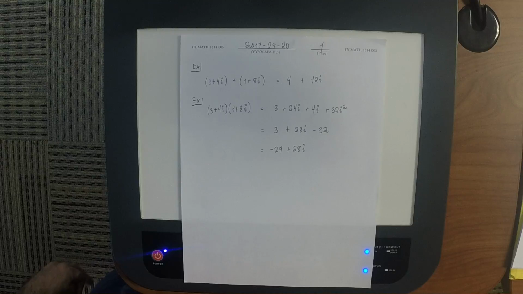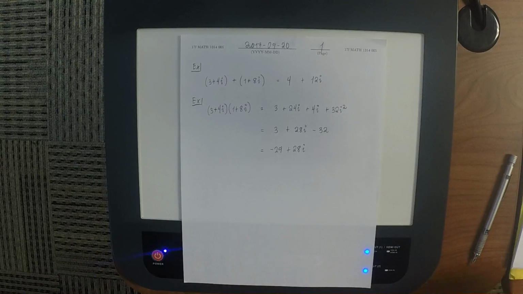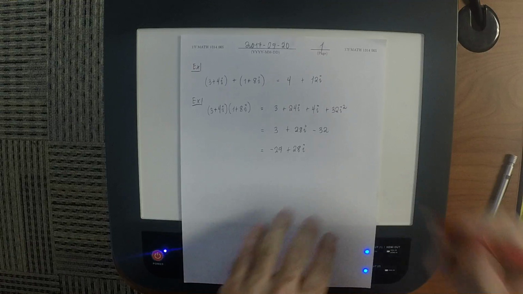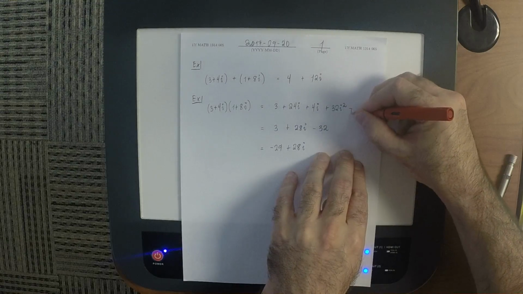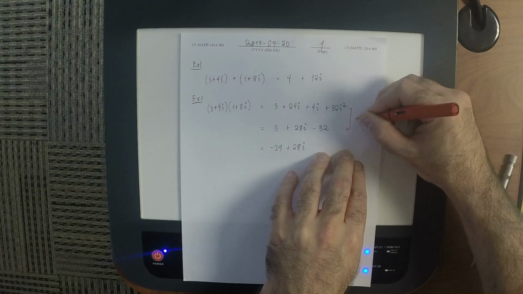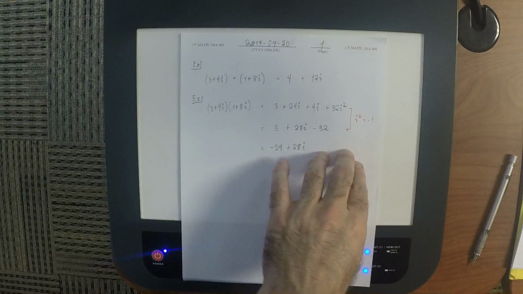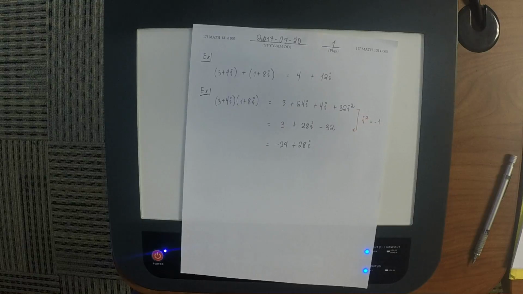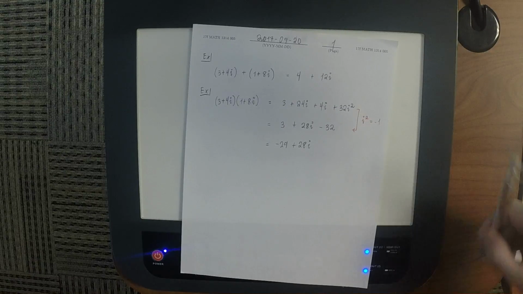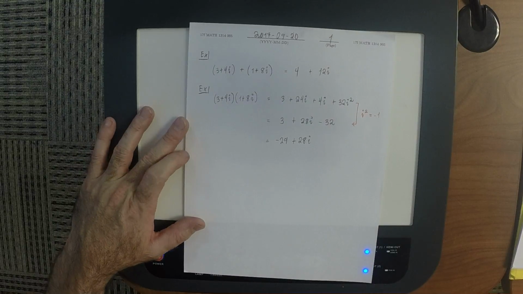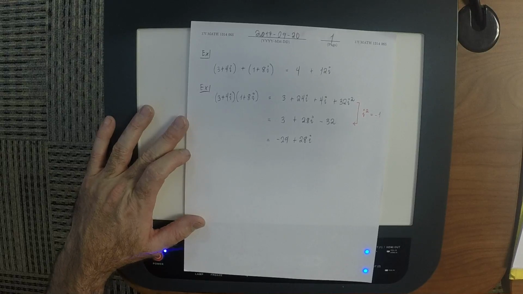Any question about this? So what happened here, the new thing, is that from here to here, we use that i squared is -1. Any question about that one? Okay.